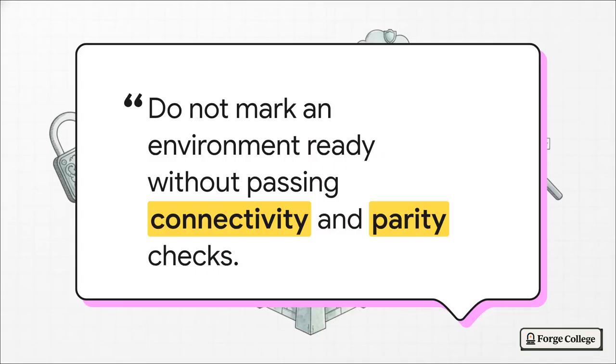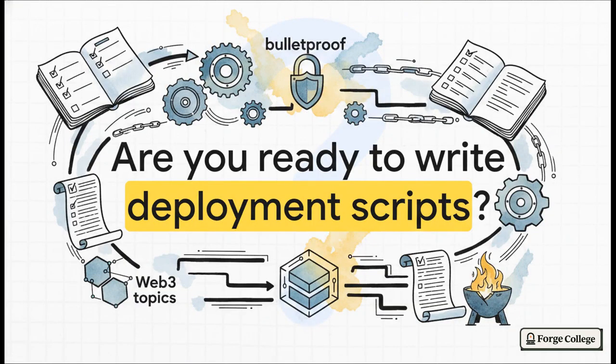I want to leave you with this absolute golden rule. Do not mark an environment ready without passing connectivity, identity parity, and method availability checks. If those three pillars don't hold up, the environment is fundamentally unsafe for automated deployment. Seriously, don't do it. So, the only question left for us is, are you ready to convert your completed checklist into bulletproof deployment scripts? Because in our next explainer, we'll learn exactly how to do that.